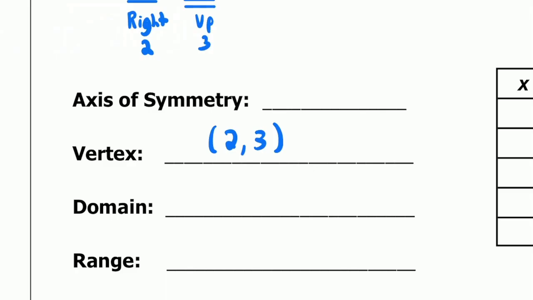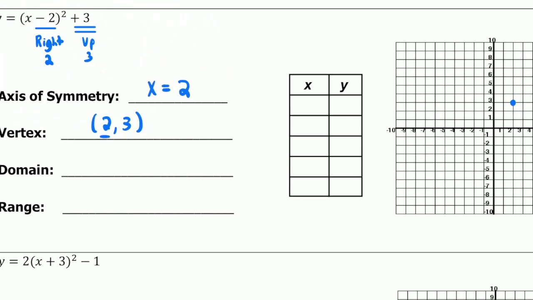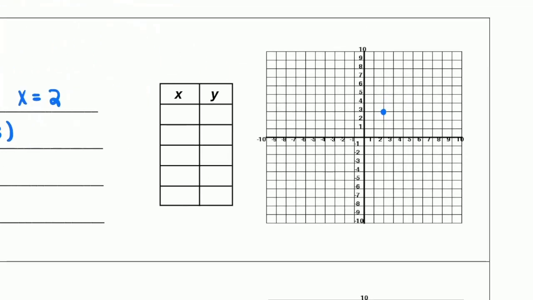Then, based off of what we talked about in the previous video, I know that my axis of symmetry is going to start with x equals, and I know it's going to be the same thing as the x value of my vertex. So I know my axis of symmetry is going to be x is equal to a positive 2. So I can go ahead and draw a line down the middle here. That's going to be my axis of symmetry. It's going to cut it in half.